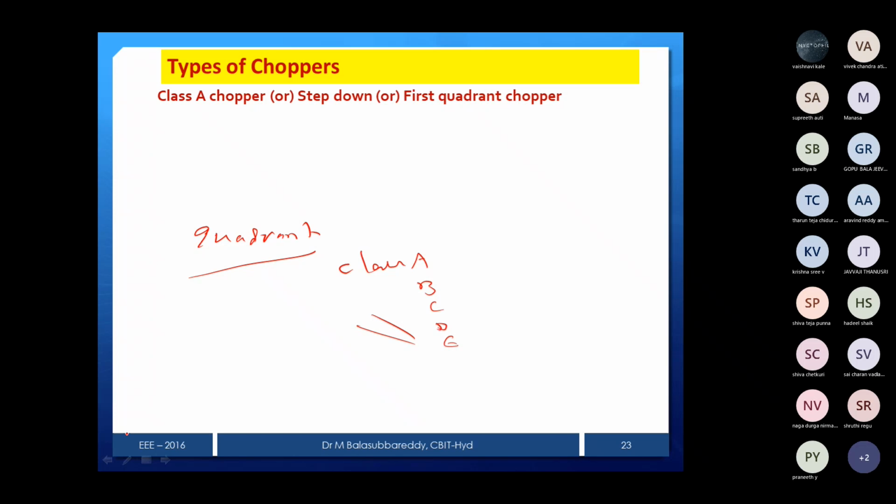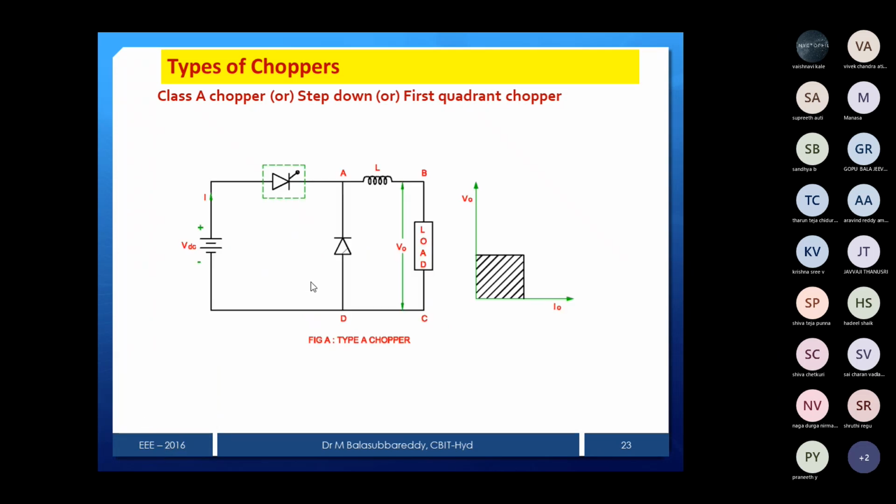Now we'll see them one by one. The first one is an important one. There is a class A chopper, also called a step down chopper or a first quadrant chopper. Now this is the circuit of a class A chopper, or type A chopper. The thyristor, it is nothing but a step down chopper only. Diode, then inductor connected to the load. So now this I call a first quadrant chopper. Why do we call it a first quadrant chopper?